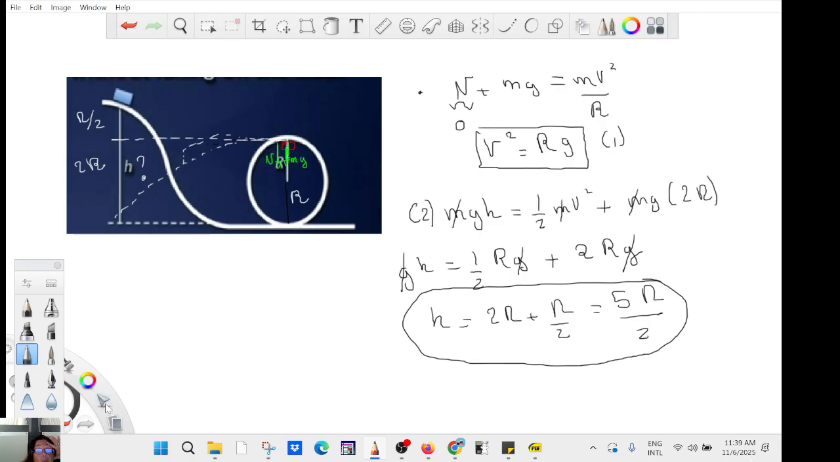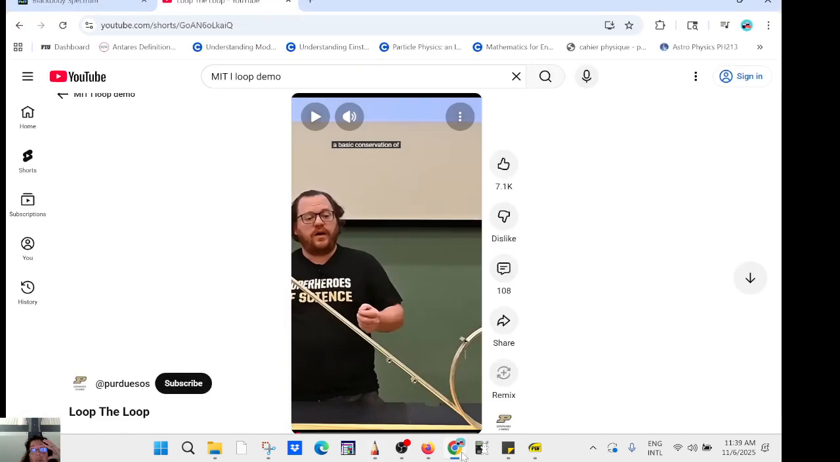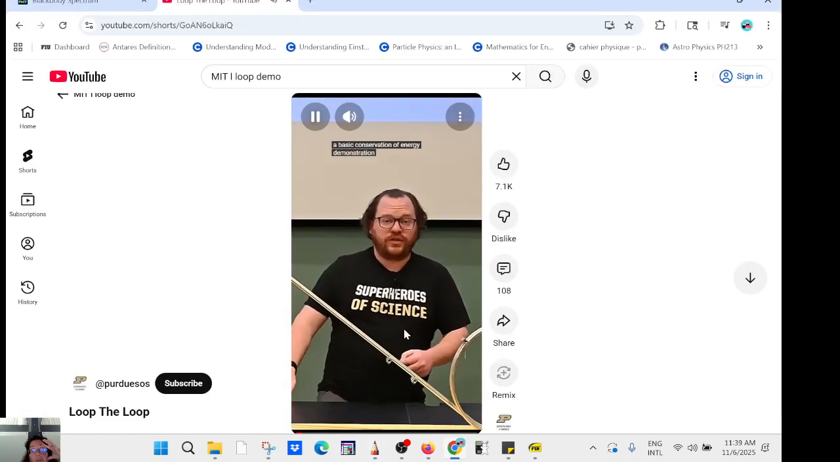This is your minimum speed. You can go faster, but that will be the minimum speed. The minimum speed will be this, so it doesn't fail the loop-the-loop, or whatever it was called. So that is the minimum speed to make it. Okay? And there is a great demo, but I cannot find it, so I don't know.